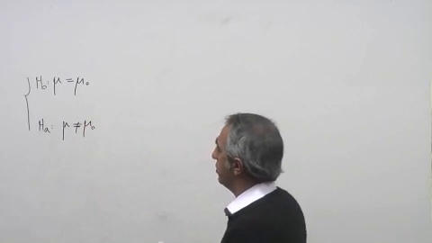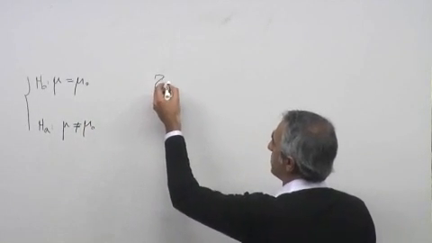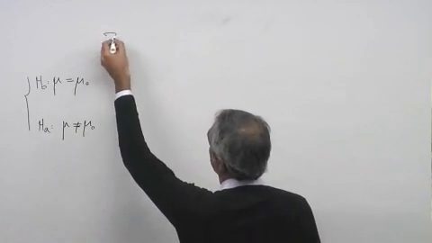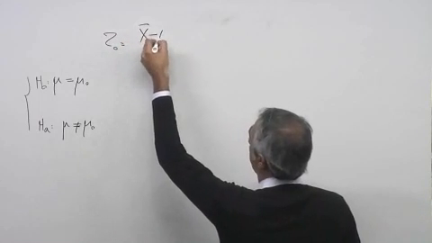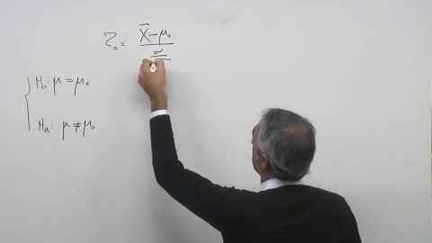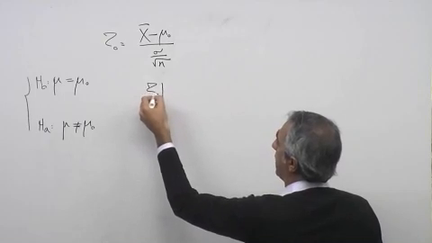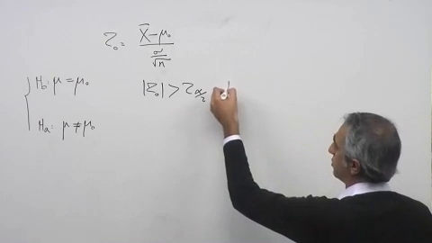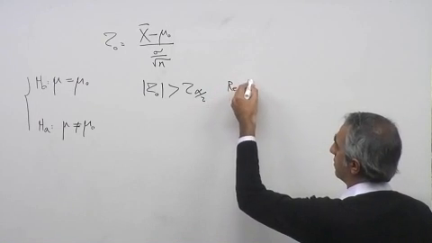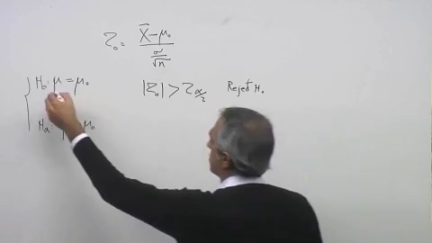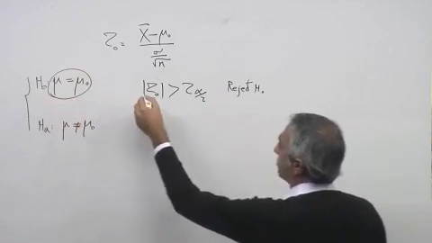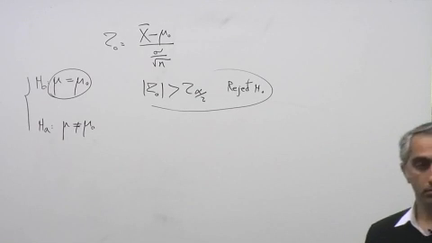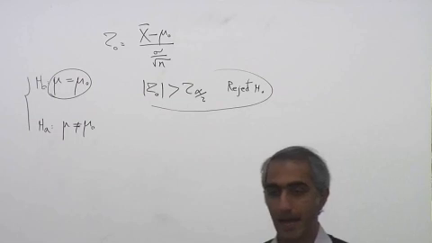but we reject H null, which means Z0, your test statistic, the absolute value is greater than Z alpha over 2. So in this case, reject H null. So if H null is true, and we rejected it, we have type 1 error. And the probability of type 1 error is called alpha.